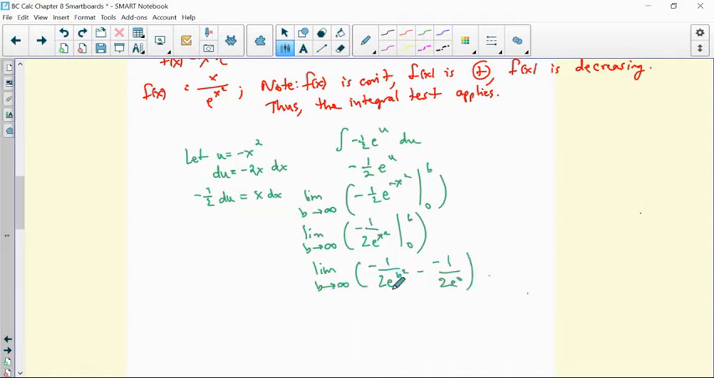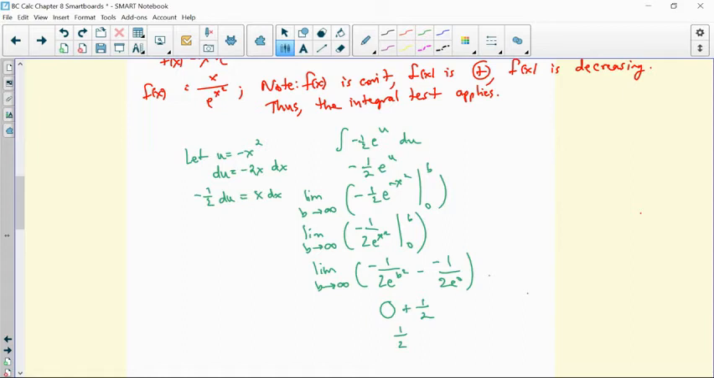Now, as b goes off to infinity, our bottom is exponentially getting large, but it's in the bottom. So we get a big fat 0 plus basically 1/2, which is a finite value. It's 1/2. So the integral value of this is 1/2.